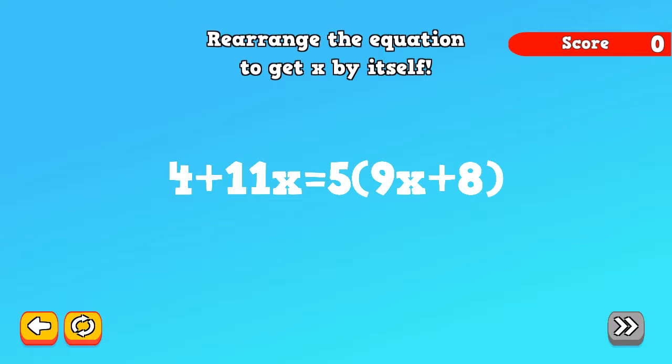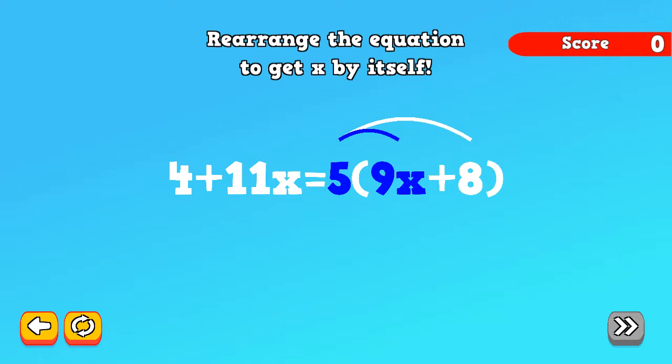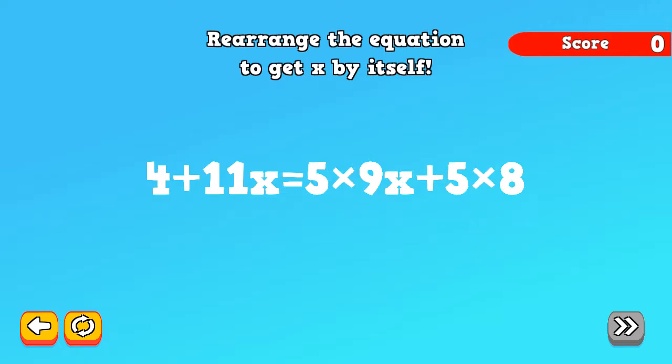Rightio. Next up, we can't do anything else in this equation until we've gotten rid of those nasty brackets there. So we'll expand the brackets. You can see that we prompt you to remember to multiply the 5 into both of the numbers inside of the brackets. Right, so what we can see here is we've got the 9x and we've got the 8.